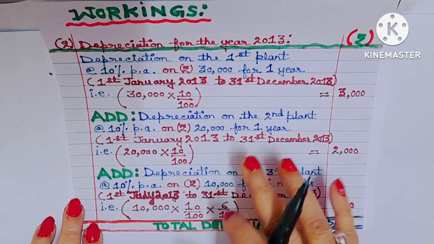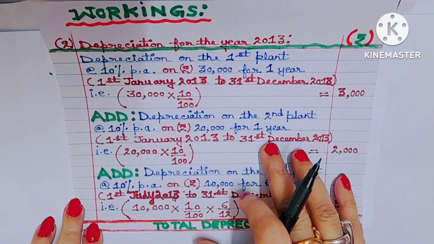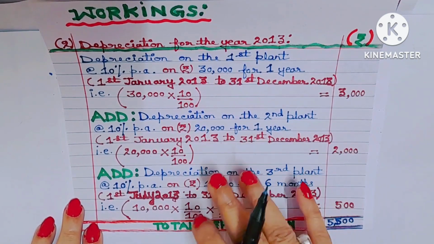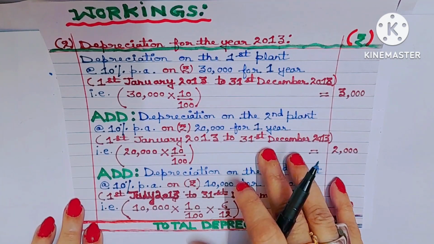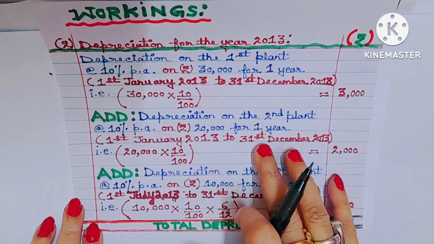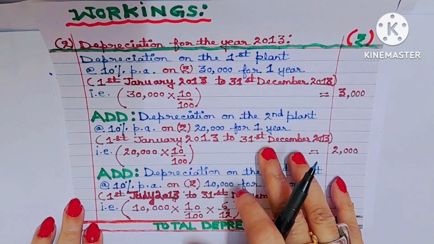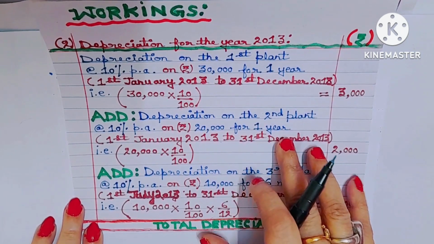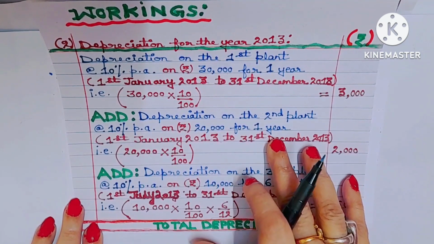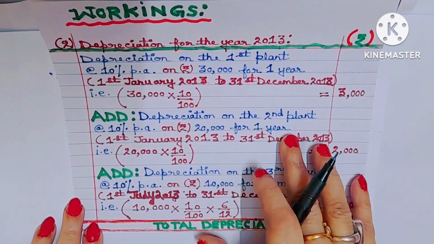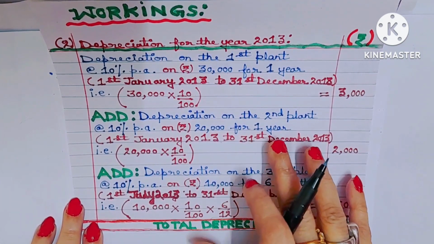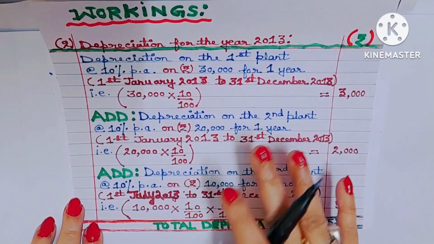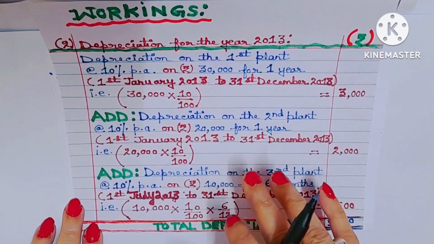Why we are charging depreciation on the second plant for the whole year and not for 3 months? Please remember, the second plant was purchased by Baba Limited in the year 2012 on 1st October. Okay, before that, the second plant was not in the business. That is the reason we could not charge depreciation on the second plant for the whole year. Since the second plant was purchased on 1st October 2012 by Baba Limited, we charge depreciation on the second plant for 3 months. That is from 1st October 2012 to 31st December 2012. Understood? 3 months. Before that the second plant was not in the business, how can we charge depreciation?